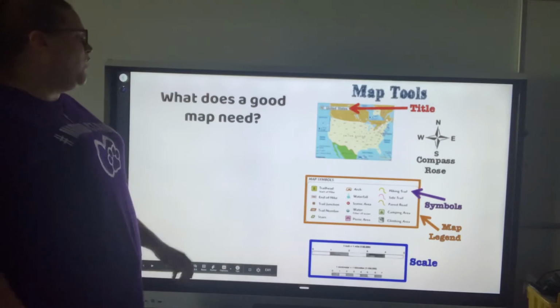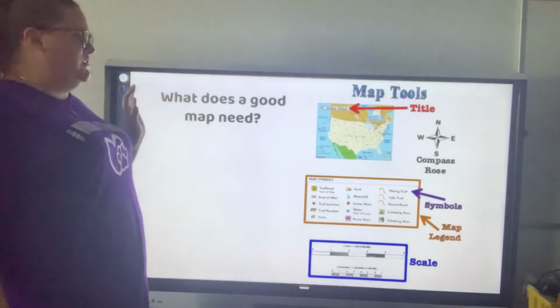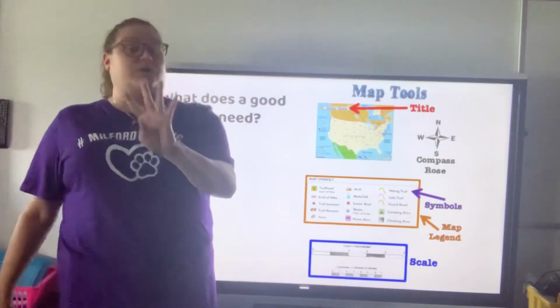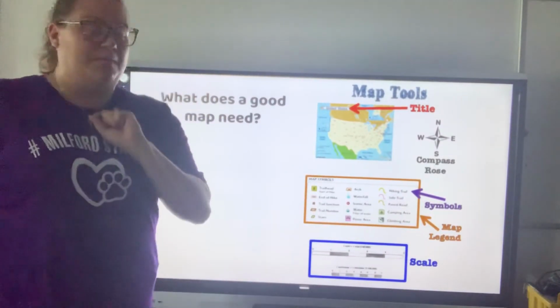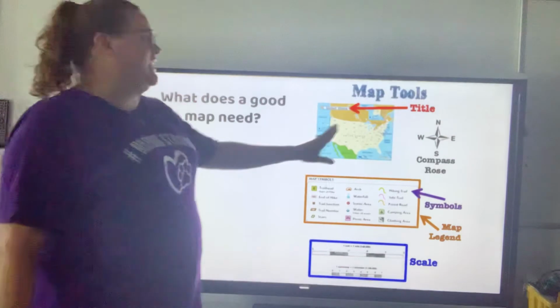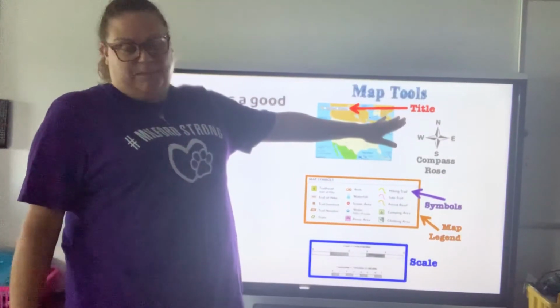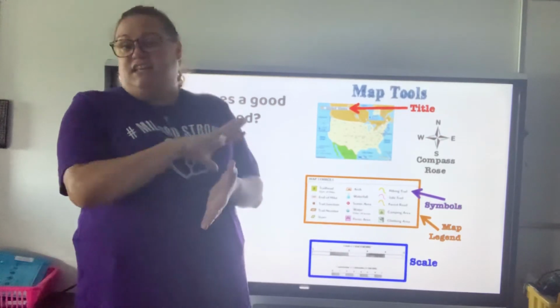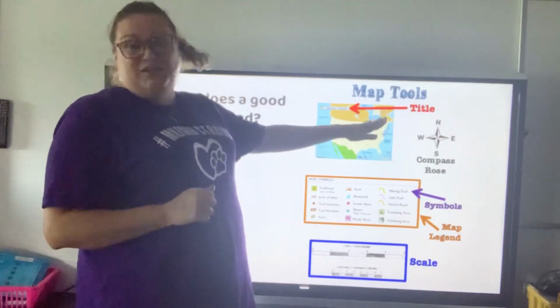And, excuse me, what does a good map need? There are 1, 2, 3, 4, 5 things a good map needs, but you only need to match 4 of these. Not all 5 are in your matching. But a good map needs a title. You need to know what you're looking at with your map. Is it the United States? Is it Russia? Is it Canada? Australia? Is it Oneonta? Is it Albany? So it needs a title. You need to know what you're looking at.